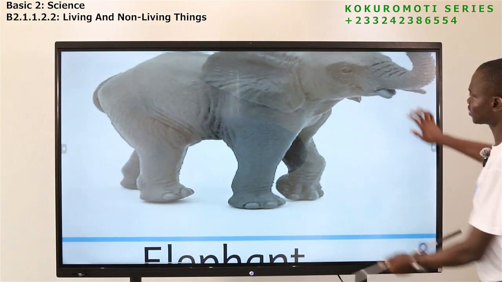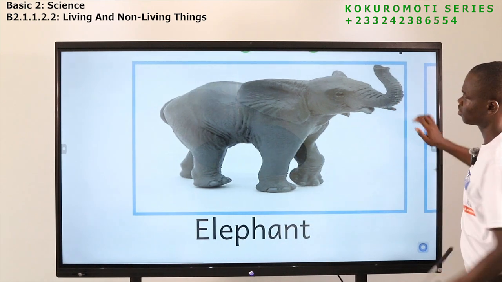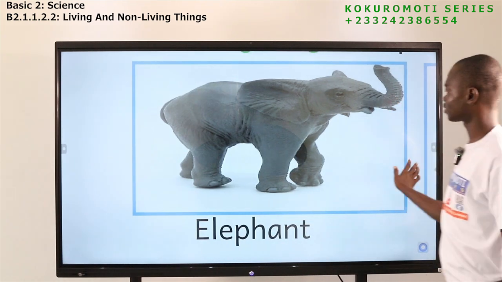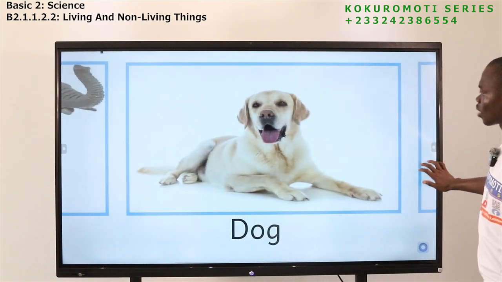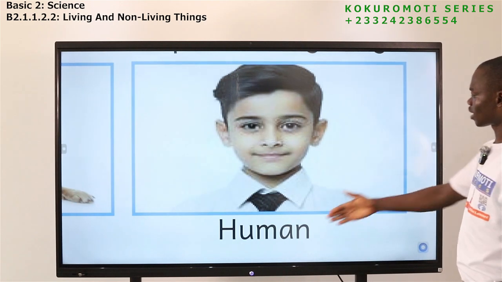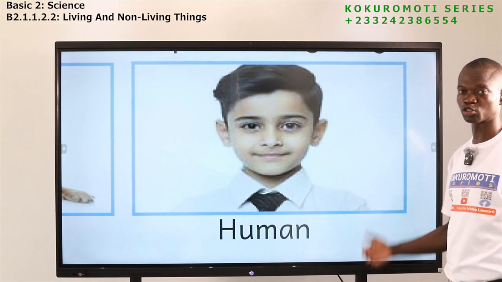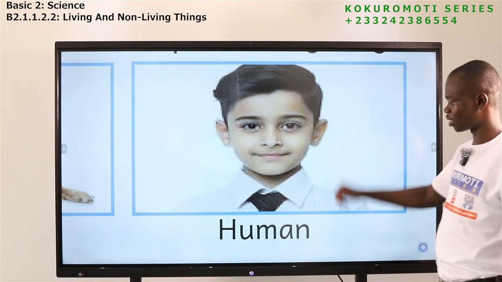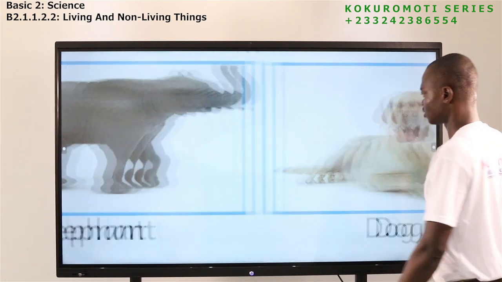Yes, what animal is this? This is what? Elephants. This is what? Dog. We are looking at living things. We have what? Human. Human beings are also part of the animal family. So humans, we have life in us.